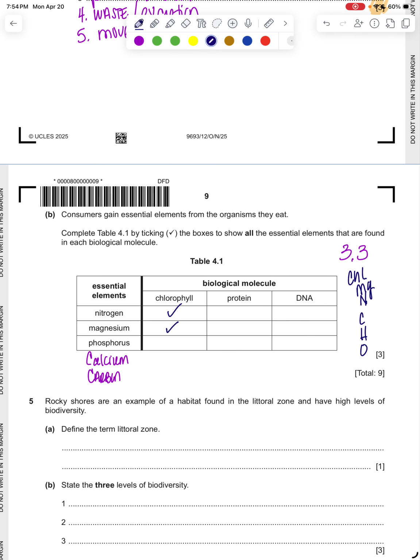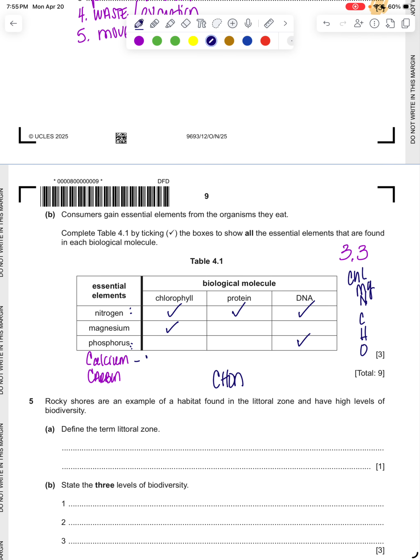Nitrogen is a great guess. Nitrogen's in a lot of biological compounds. Protein. Cambridge just wants you to associate it with protein. And then DNA. We have our sugar phosphate backbone, and then a nitrogenous base. We want the nitrogen and the phosphorus for the DNA.